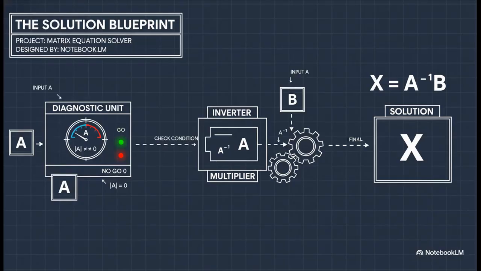So how do we solve for X? Well, this is the payoff. First, we check the determinant of A. If it's not 0, we are guaranteed to have one unique solution. And from there, all we have to do is find the inverse of A and multiply it by B. The answer, X, just pops right out. It's a reliable, repeatable blueprint for solving any system like this.